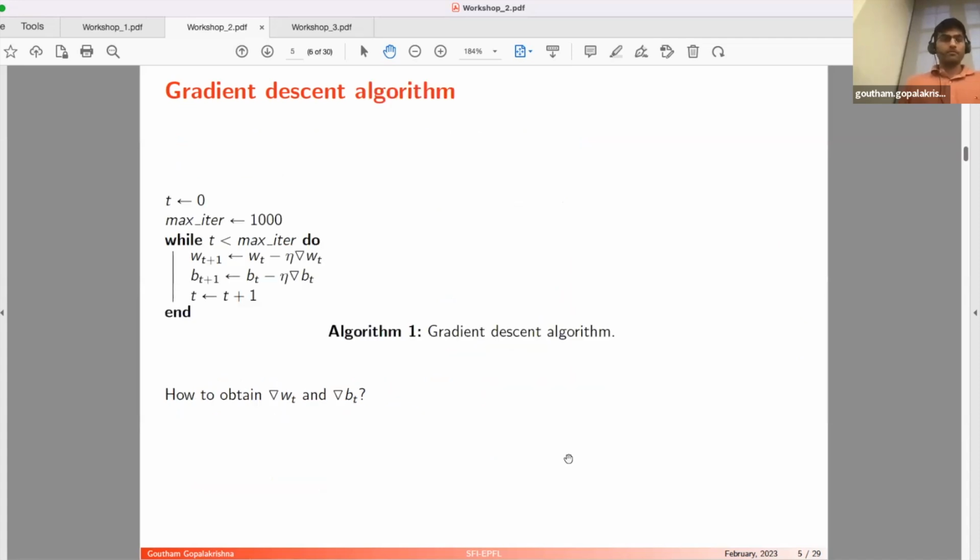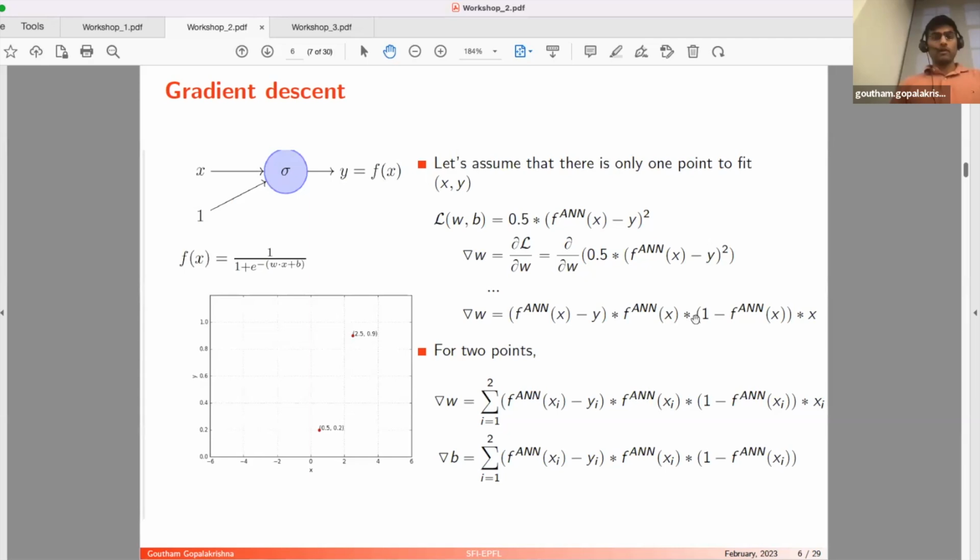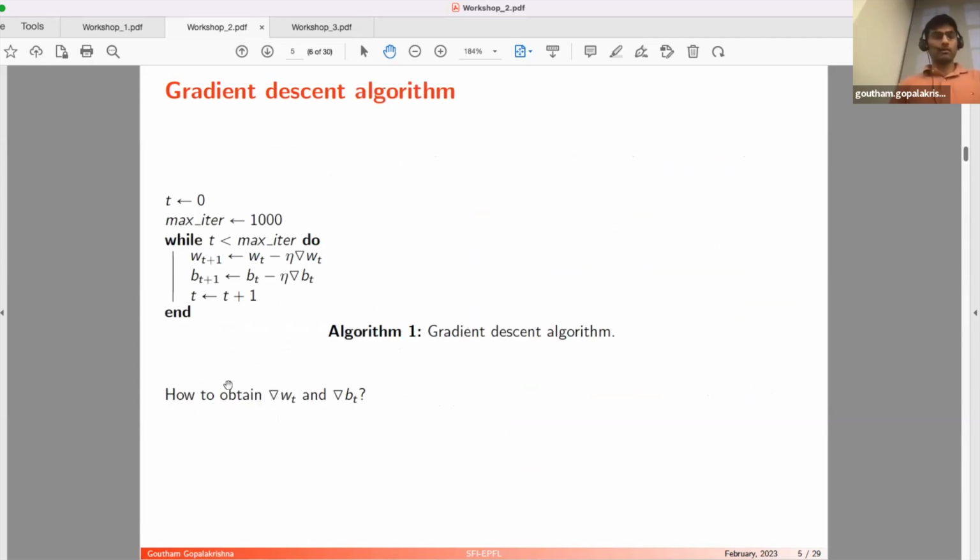All right. Now here's the algorithm. First, this is the first iteration. Initialize it, with a maximum iteration, because you don't want to keep running forever. So just set it to 1,000. And as long as the iteration is less than the maximum iteration, you just keep updating the weights and bias. Okay? And then you increment the iteration. So that's the algorithm.